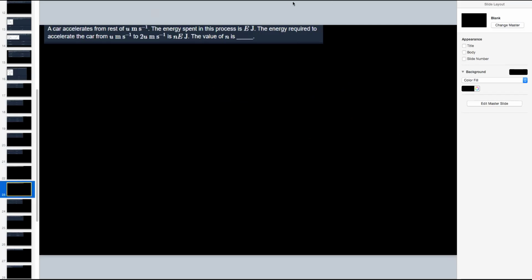This is also a simple problem. A car accelerates from rest to u meters per second. The energy spent in this process is E joule. Find the energy required for the car to move from u to 2u. In the first case, what is the energy required? Rest to u. The change in kinetic energy, that is the work done. Is it correct or not? This is half mu square. In the second case, we have to accelerate from u to 2u.